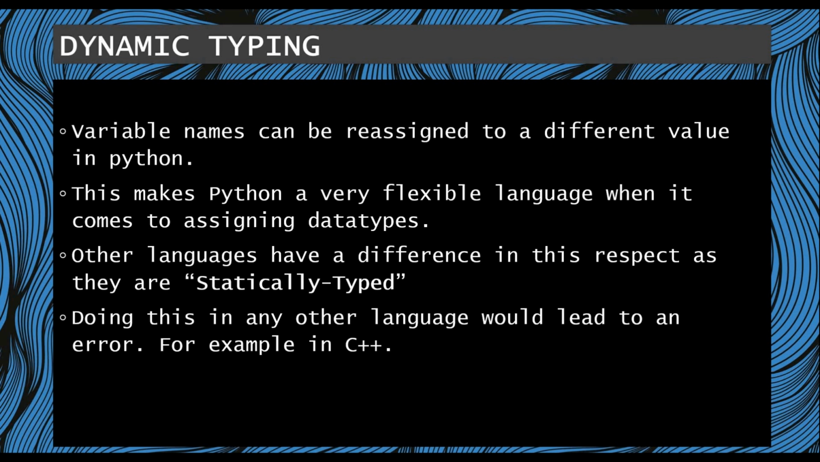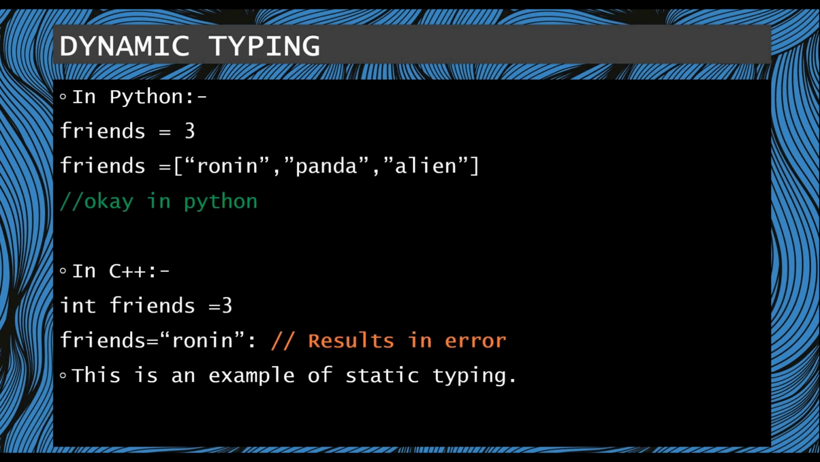This cannot be changed at any cost in a program. So this can be understood with a simple example that we can see. Let's say in Python I can write friends is equal to 3, and then I can change this data type to friends is equal to a list: Ronan, Panda and Alien. These are my go-to names. So that is okay in Python.